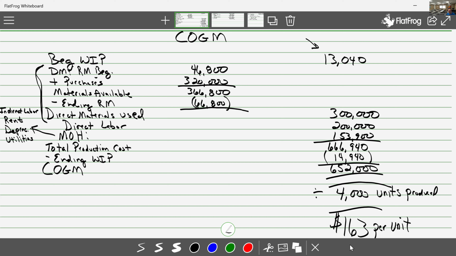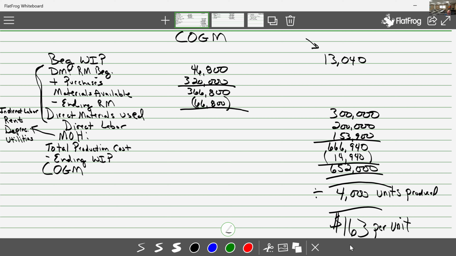To that, we add our direct labor, which was given on our sheet at 200,000, and then we add in our final product cost, which is manufacturing overhead, totaling 153,000. Again, that is adding up the indirect labor, the rent, the depreciation, and the utilities that we marked on our handout as being product costs.